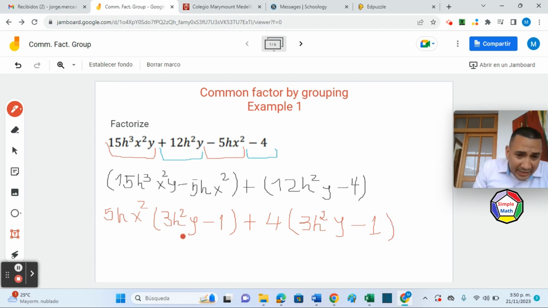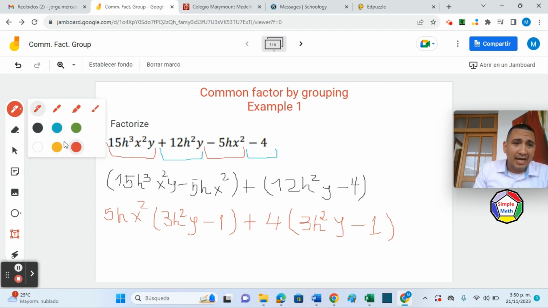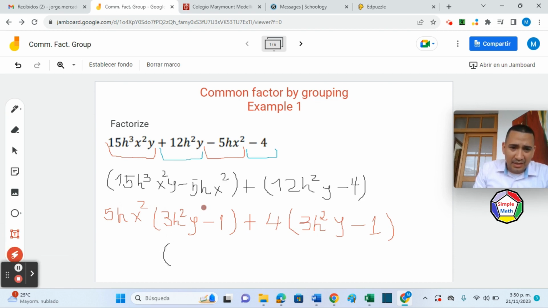All right, if you see, you have exactly the same parentheses. So according to the process of common factor by grouping, at the end, I'm going to write the parenthesis that is repeated once. So look at this. These parentheses and these parentheses are exactly the same. So I'm going to write it here once.